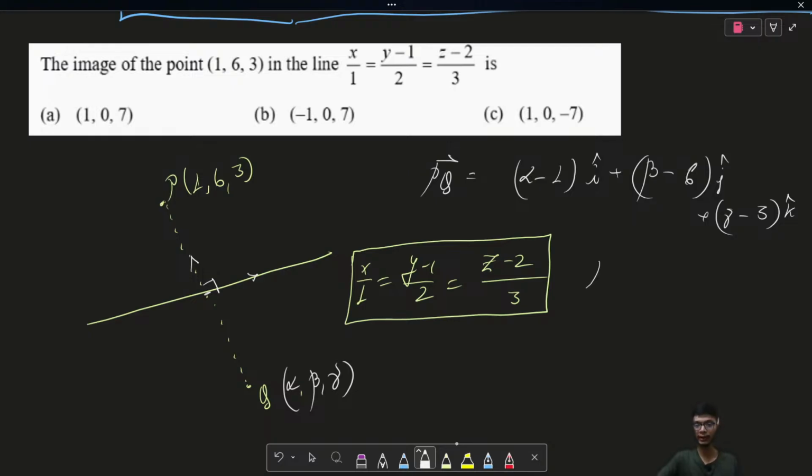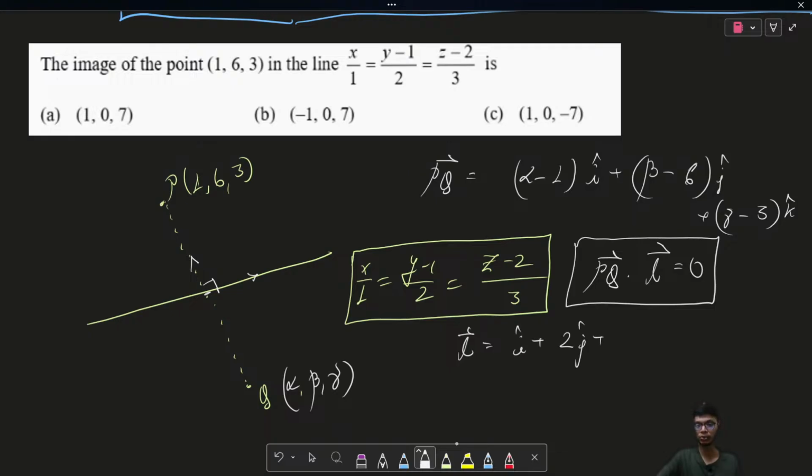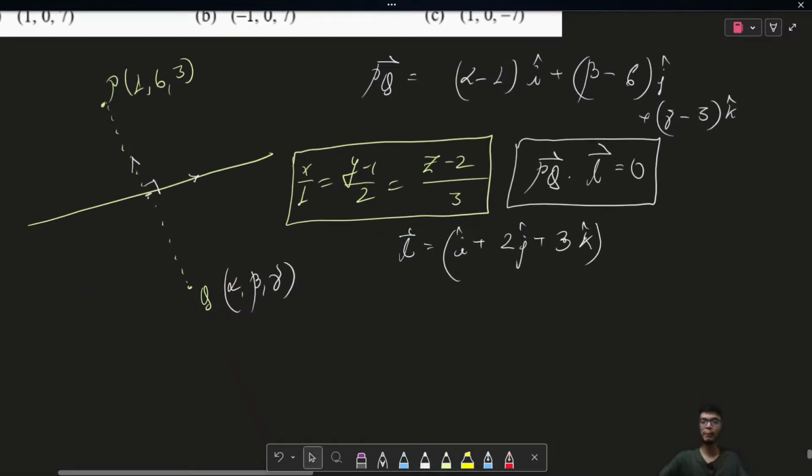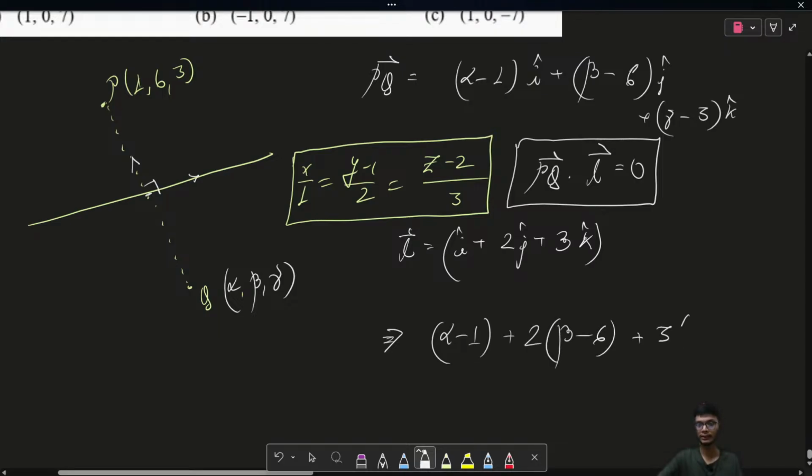Okay, now this PQ vector would be perpendicular to this line vector, so the dot product of that is going to be 0, where my line vector is simply i cap plus 2j cap plus 3k cap. Okay, this is how I will obtain my line vector. And so if I perform this dot product, I can easily solve for (alpha minus 1) plus 2 times (beta minus 6) plus 3 times (gamma minus 3) should be equal to 0.